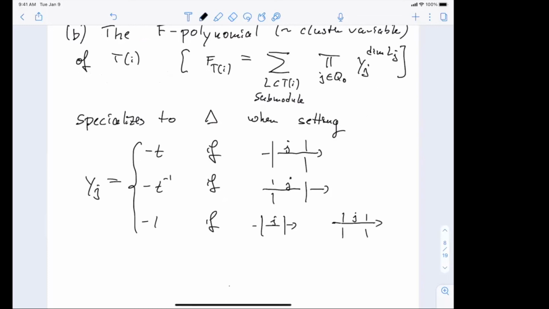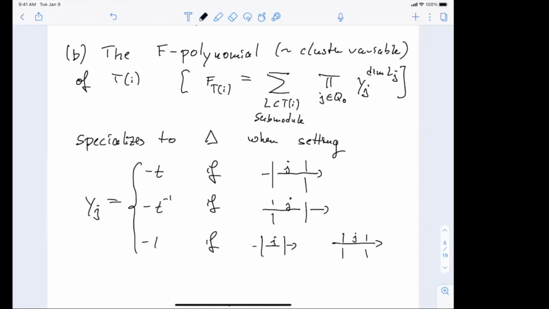So this is what I said in the beginning, the quiver and the module do not see whether you have an overcrossing or an undercrossing. This only is recovered here at this last step when you do the specialization from the F polynomial.